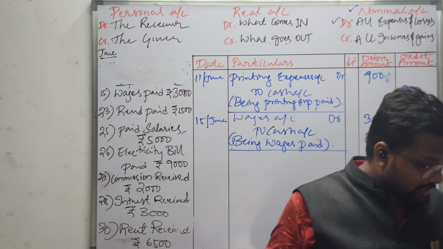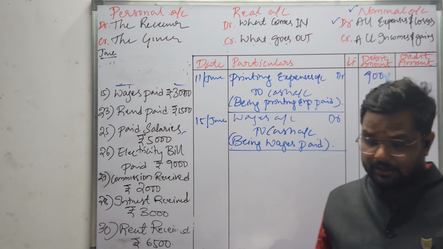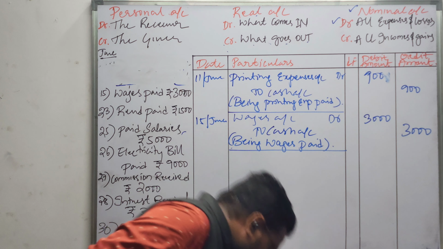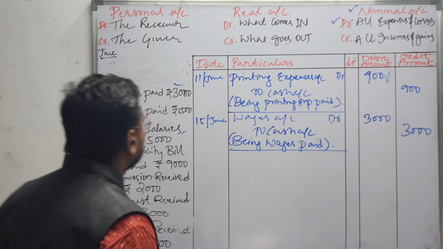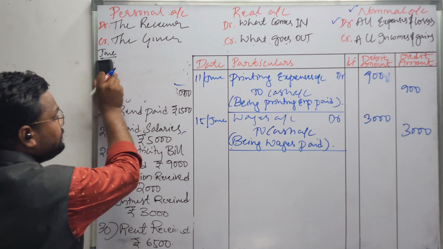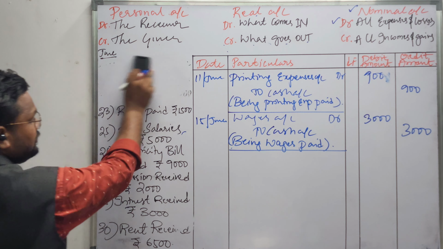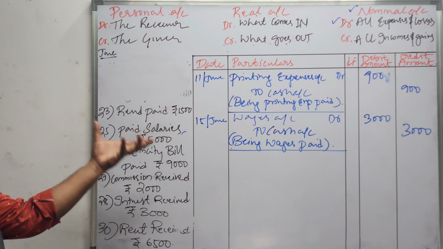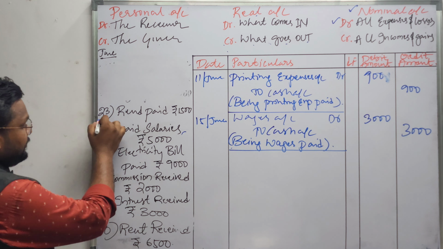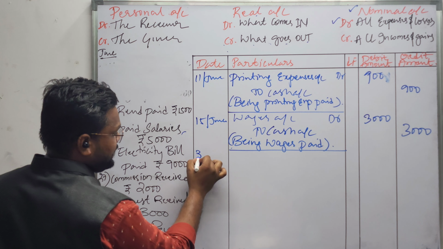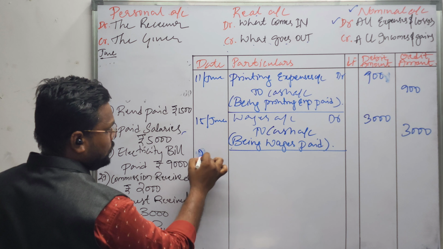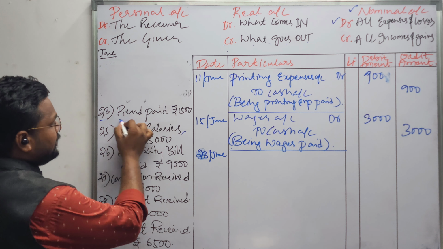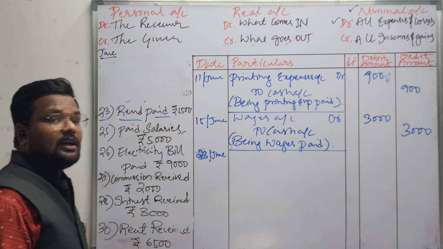So I have some more expenses to be recorded. So I'll see to that. I'll rub the question first, because next question visibility becomes easy. Next question's transaction date is 23rd June. Okay, rent paid.